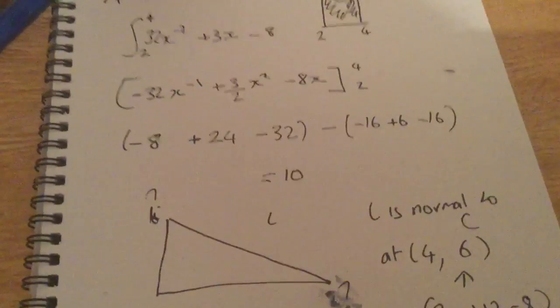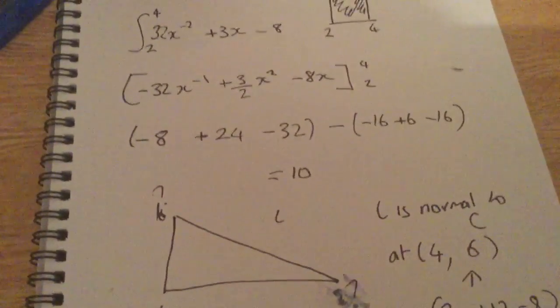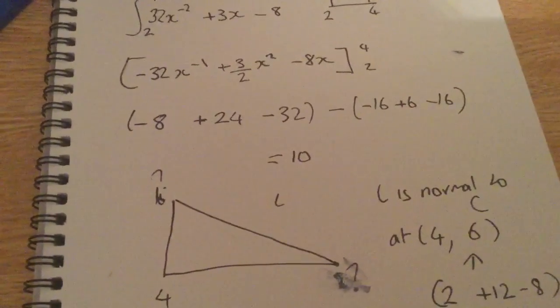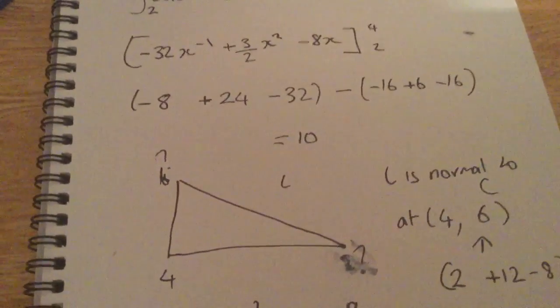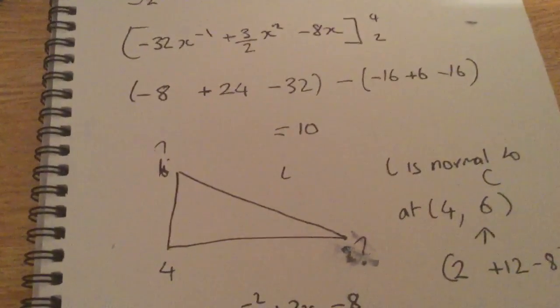The next bit is the triangle. The triangle takes a little bit more intricacy. What have I got to deal with? I'm told that the line L, which is the hypotenuse of the triangle I'm talking about, is the normal to the curve at x equals 4 and a y coordinate as yet unspecified. So let's first find that y coordinate.